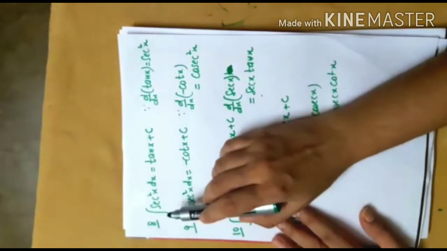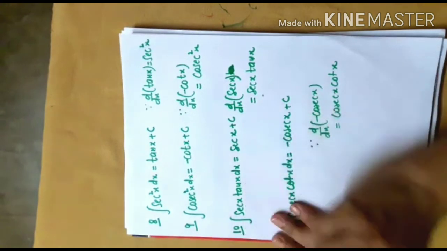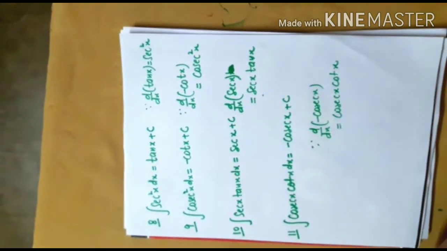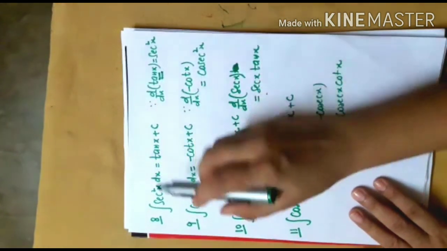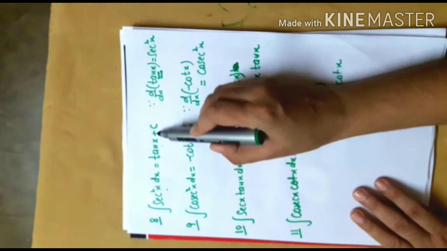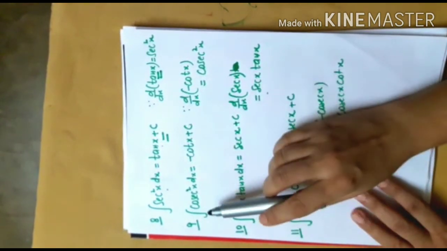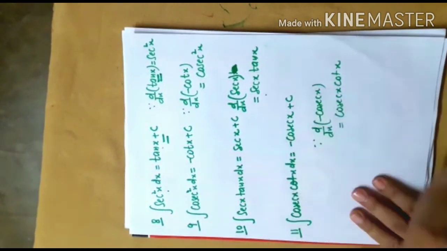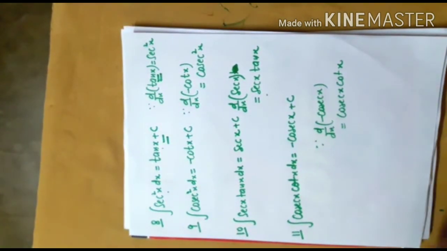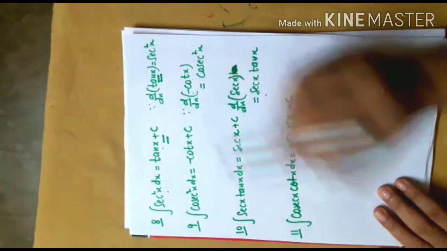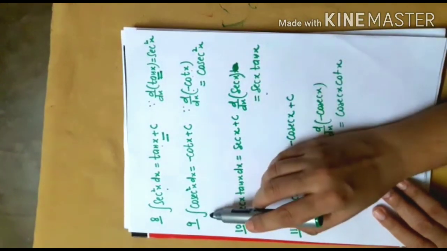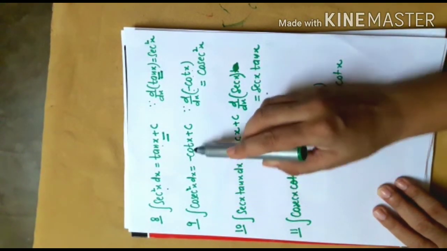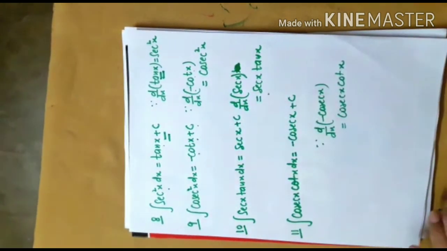Similarly, integral secant square x dx. Yes, a function whose derivative is secant square x. Yes, that function is tan x. So integral secant square x will be tan x plus c. Similarly, integral cosecant square x dx, that is a function whose derivative is cosecant square x. That function is minus cot x. Derivative of minus cot x is cosecant square x. So integral of cosecant square x will be minus cot x plus c.